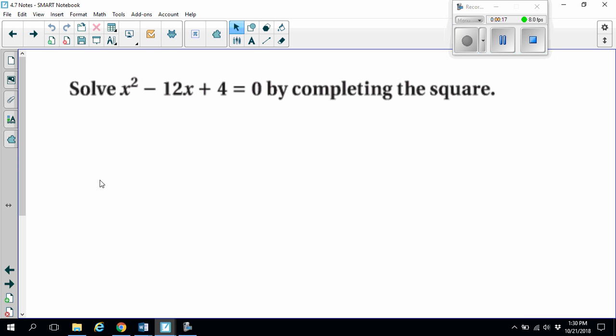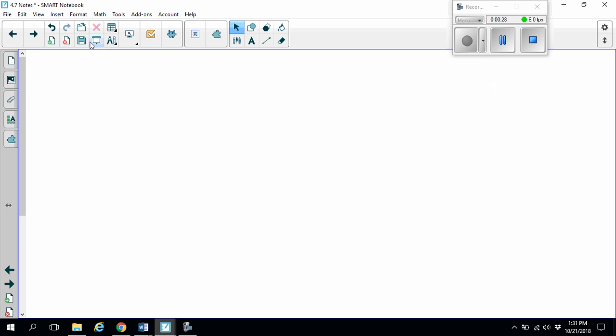Okay, here we go. Now, this is actually the third way of solving quadratic equations. The other two ways you have learned before are factoring and taking the square root on both sides. So let's talk about both of those really quick.